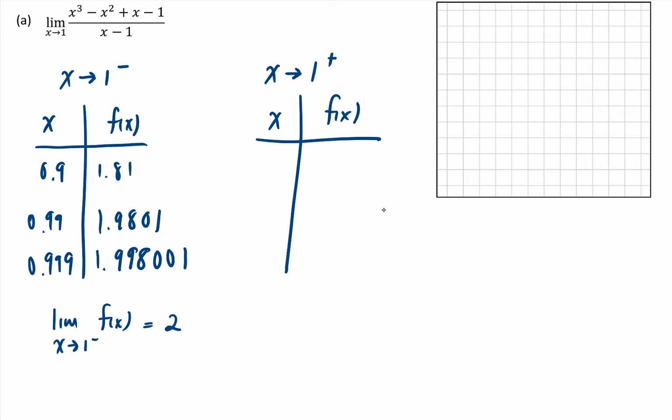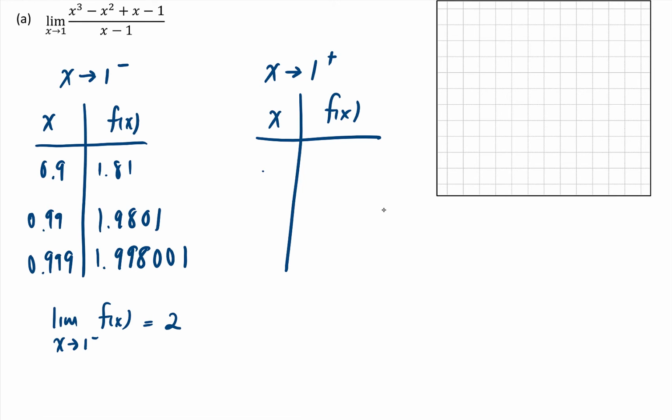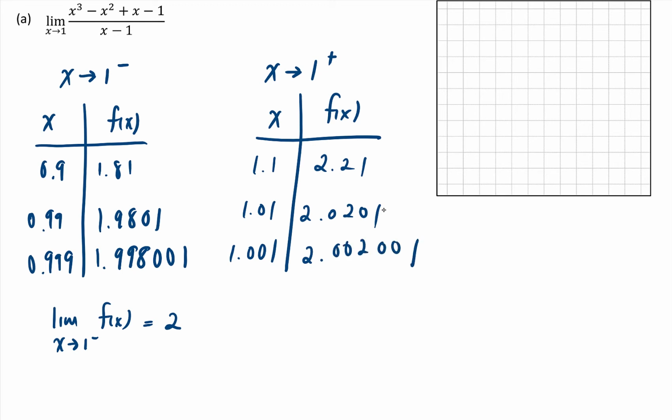Now let's check the right side. So right of 1 would be 1.1, 1.01, 1.001. So we're getting closer and closer to 1. If you sub these values into the function, you get 2.21, 2.0201, and 2.002001. So again, the limit as x approaches 1 from the right of this function is approaching a value of 2. So we can see that both the left and right hand limits approach a value of 2. So therefore this limit exists and also equals 2.